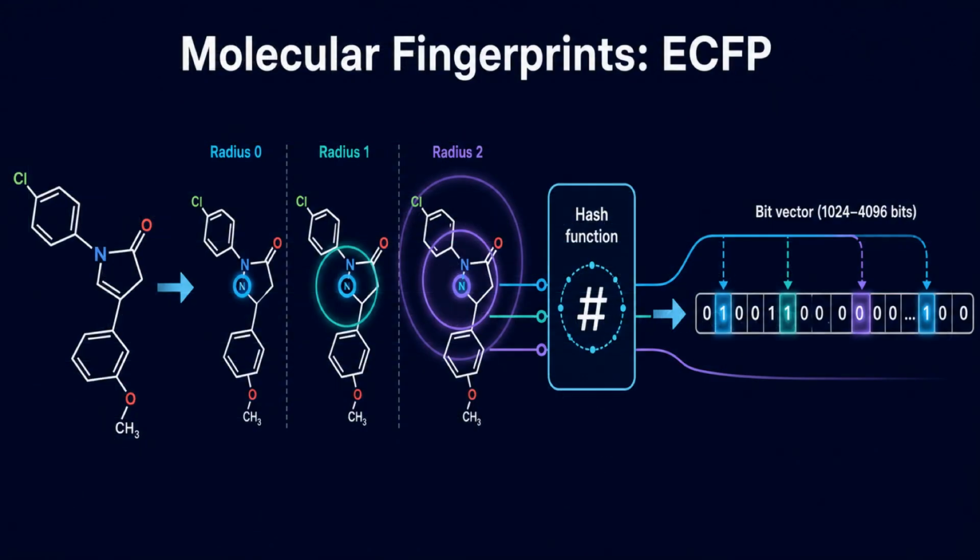Molecular fingerprints represent molecules as bit vectors, sequences of zeros and ones. They're widely used for similarity searches and QSAR. ECFP, extended connectivity fingerprints, work by starting from each atom, hashing neighborhood structures at different radii, and converting to bit vectors. Different variants use different radii, with typical lengths of 1 to 4,000 bits.